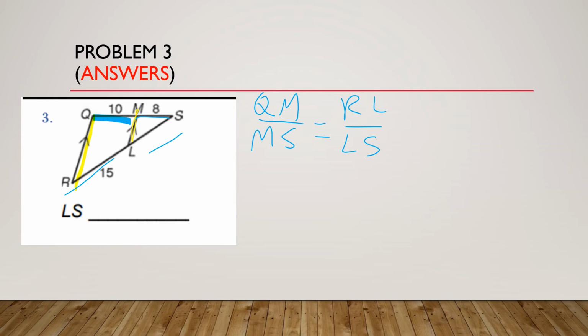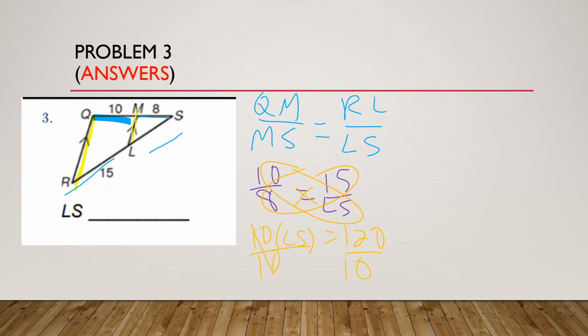We're going to substitute in our values. So Q to M is 10, M to S is 8, R to L is 15, L to S we don't know. Use our cross multiplying, so we have 10 times LS is equal to 15 times 8, which is 120. To get LS by itself, divide both sides by 10, and we get LS is equal to 12.